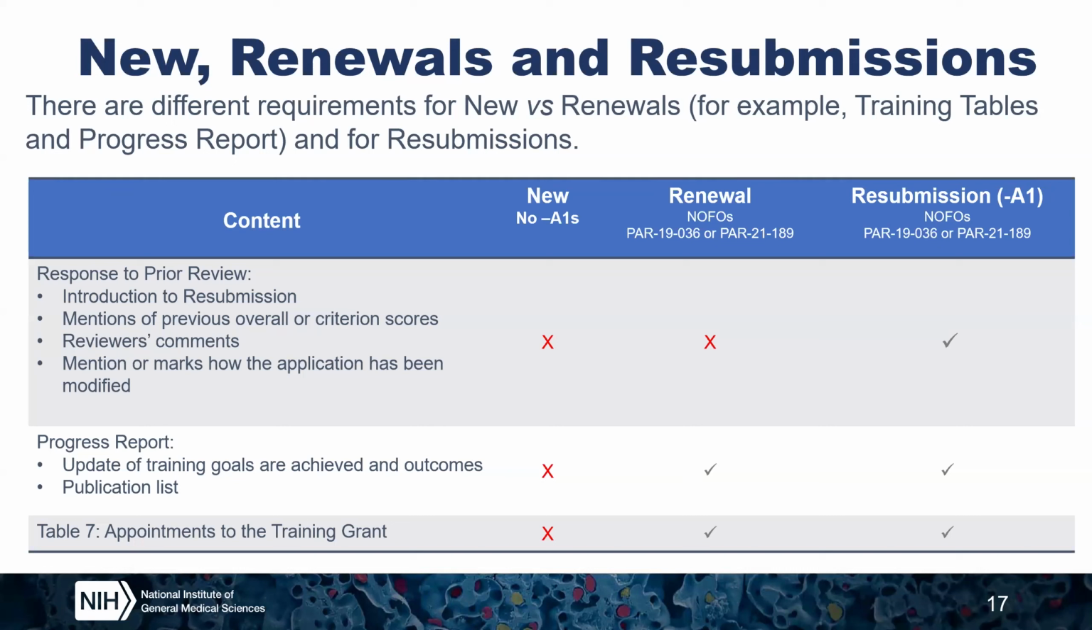Resubmissions require all of the items noted in the content column. As a reminder, under this NOFO, new applications that are unsuccessful will need to come back in again as a completely new application. Renewals will be allowed a resubmission, also known as an A1. The NOFO for which renewals and resubmissions are allowed are noted on this slide.